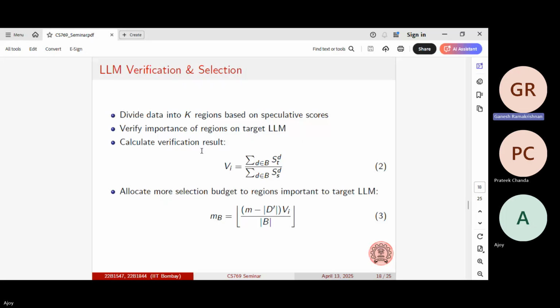So you're saying ST is the target. Target means the main model. So you can get this verification result only when you have to fine tune the target LLM. No, we are only verifying the importance, so this is based on a few.